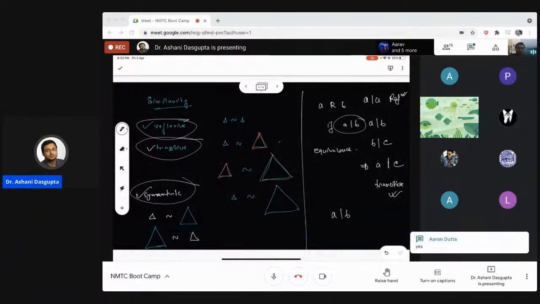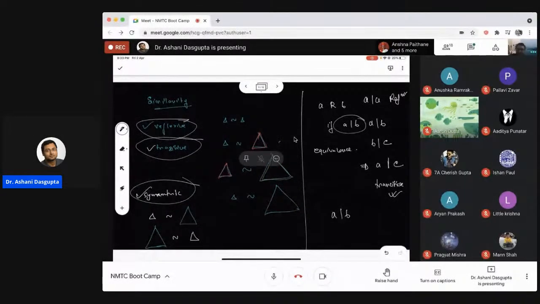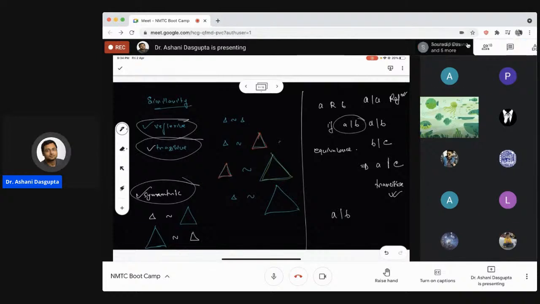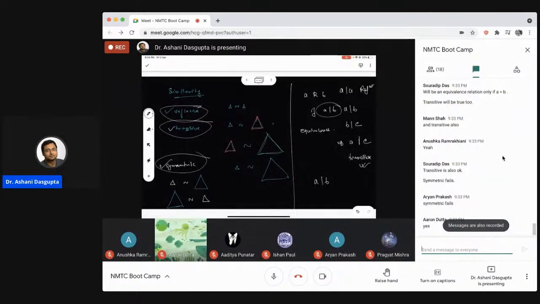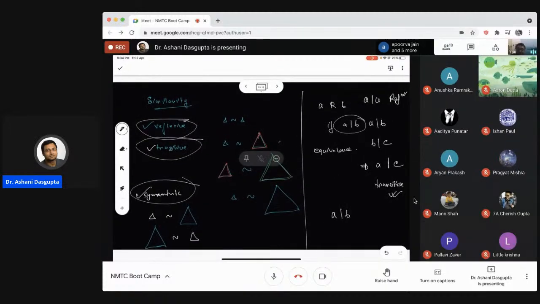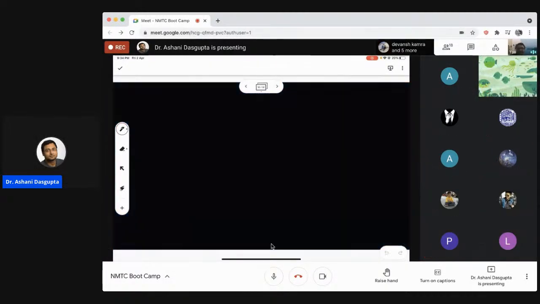Excellent. So Ashir has a very good example actually. It's a kind of a counterexample. He gave us an example of a relation that can be reflexive and transitive but may fail to be symmetric. Very nice, very nice. So we are understanding what's going on.